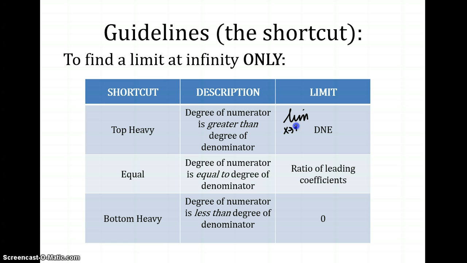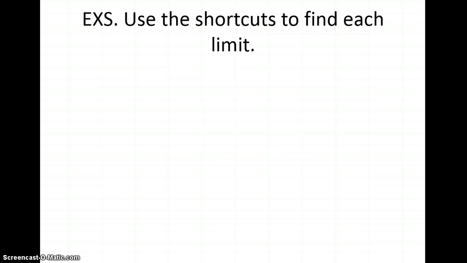So the limits at infinity, if the function's top-heavy, won't exist. If the function is equal degrees, then the limit is the ratio of the lead coefficients. And if the function is bottom-heavy, then the limit is always going to be 0. So let's look at the shortcuts and we'll see how much easier this is for you. Compare the degree of the numerator with the denominator. Bottom heavy, so the limit's always going to be 0.